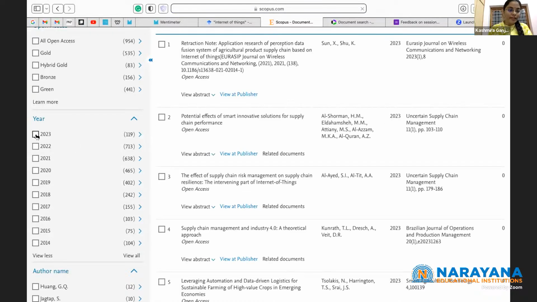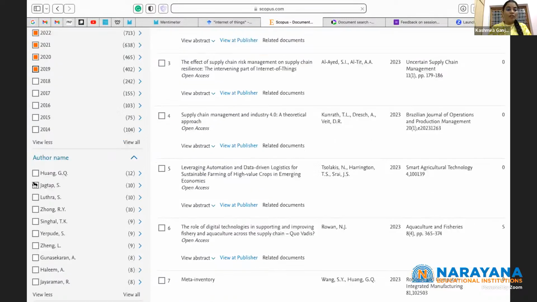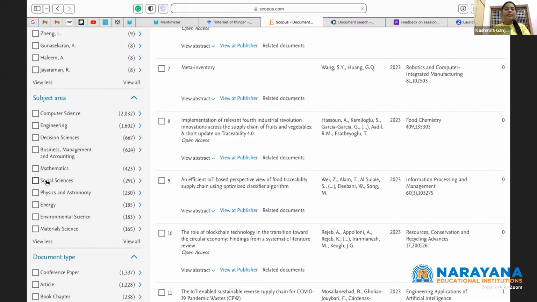So I can select here only the last 5 years: 2023, 2022, 2021, 2020, and 2019. I only wanted to review the last 5 years of articles, so I can limit myself. And there are author names and subject area. For my subject area, I only want to do research in management, not in engineering, not in computer science or decision mathematics and all. So I will choose only business management and accounting. I only want to review the articles belonging to our domain, business management and accounting.